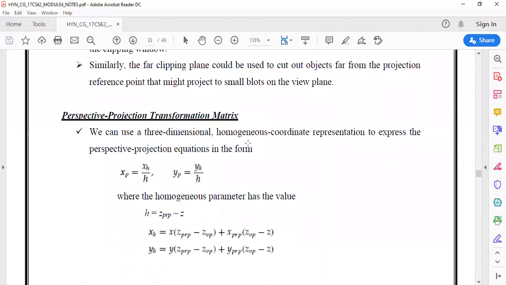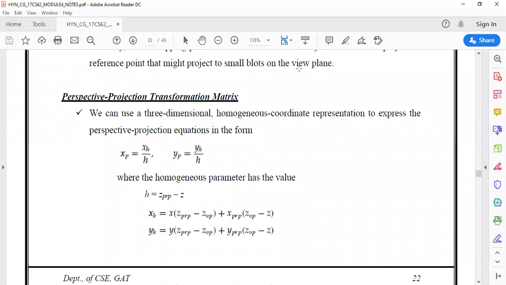In tomorrow's session, let us discuss how to obtain a transformation matrix for perspective projection.